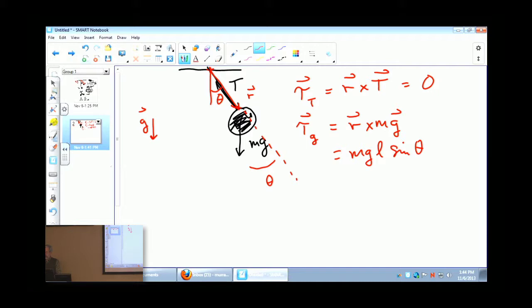And direction is, now in this case, which way is the torque acting? Is it out of the board or into the board?